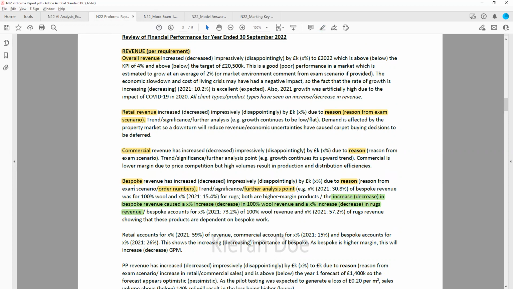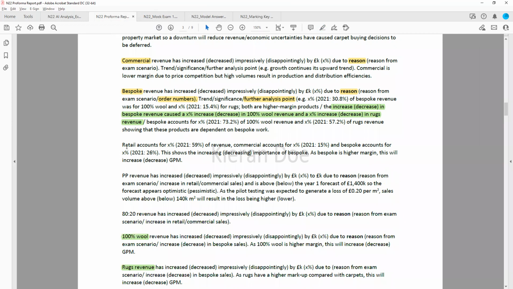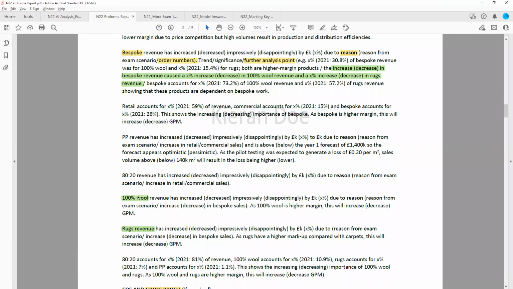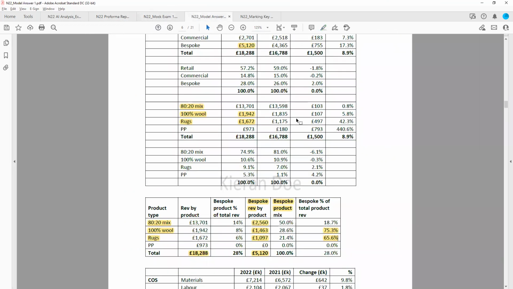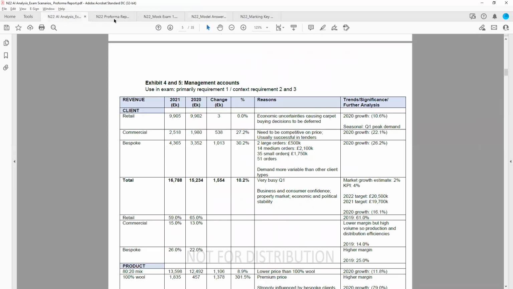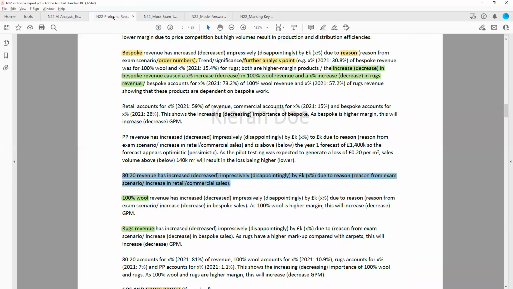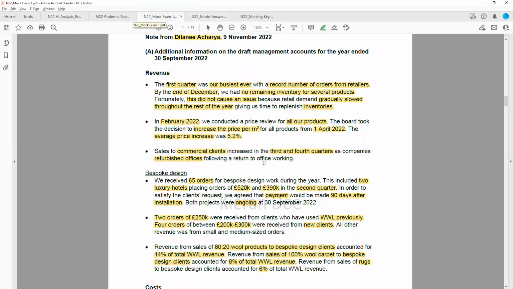So that would be our 4 points. I mean, you could also do mix. You could do mix by client type. Well, we've done 2 of the products here. I mean, you could possibly do the others. I mean, there isn't really much to say on 80/20. I know it's the biggest one. The move isn't that significant. It's just almost like the standard product, really. We're not told anything in the exam paper about it.